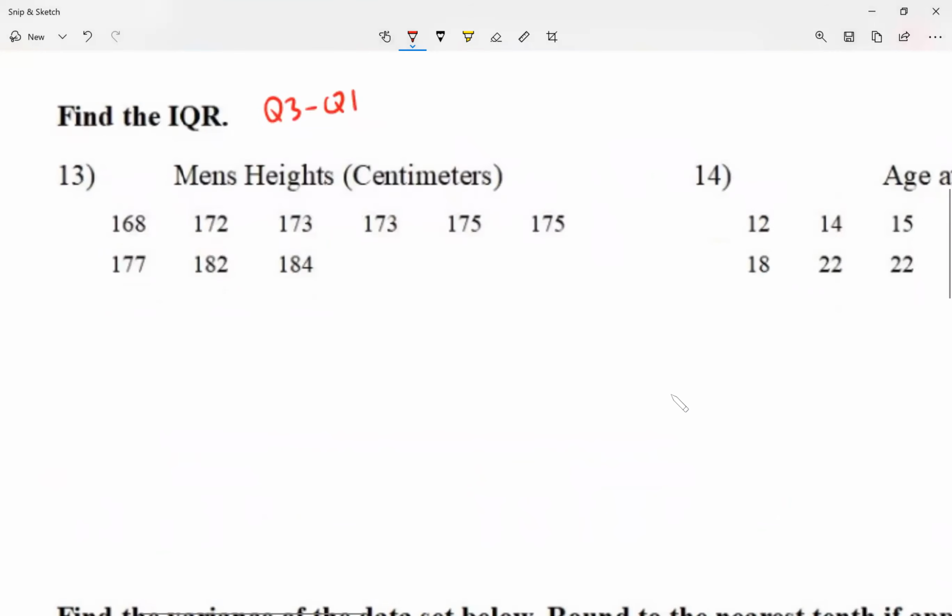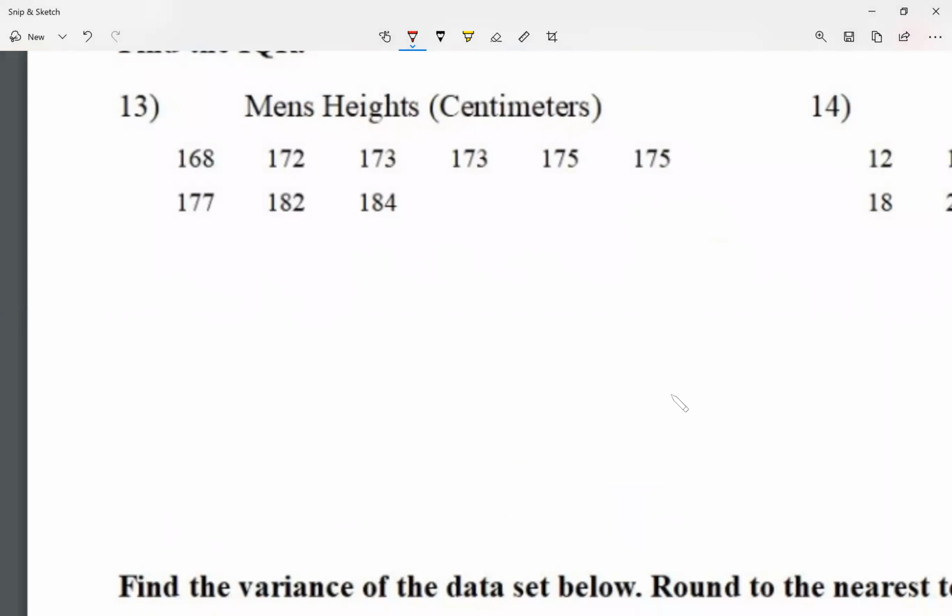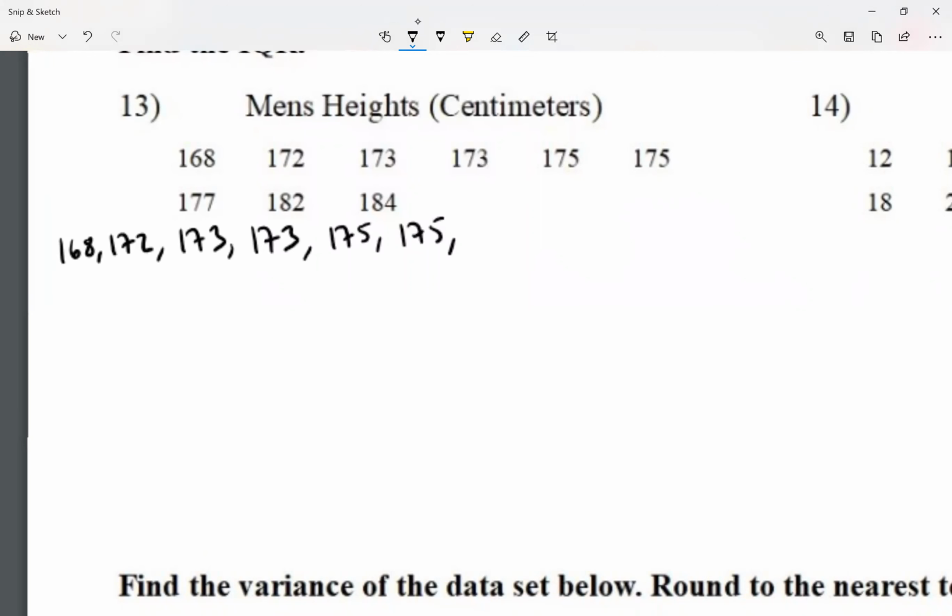One thing here is that I can give you a list, like I gave you here, number 13, and I can just ask you, all right, write your numbers from smallest to largest. So I'm gonna go 168, 172, 173, 173, 175, 175, 177, 182, and 184. I list the numbers from small to large.